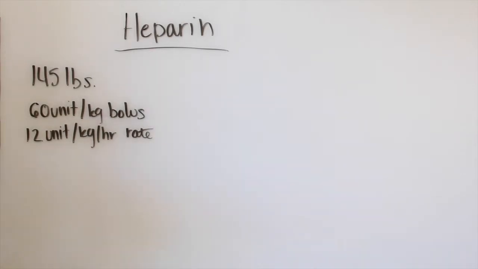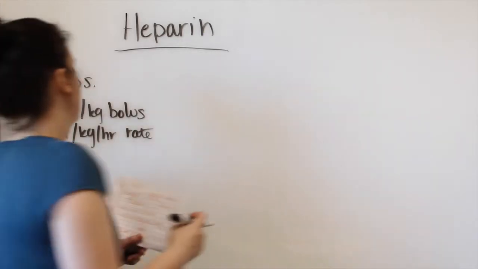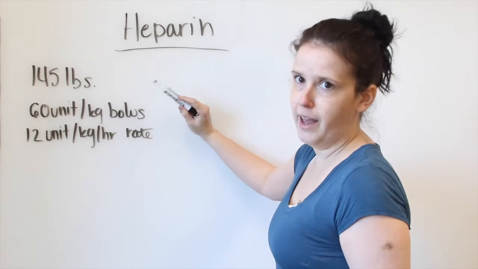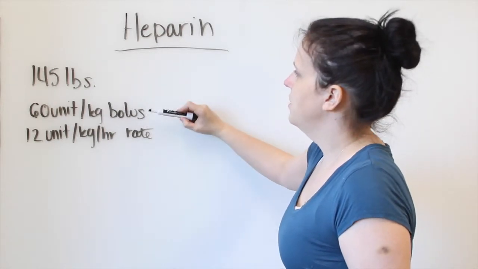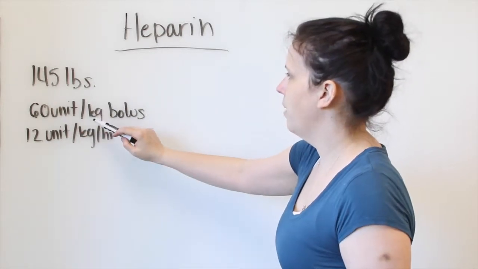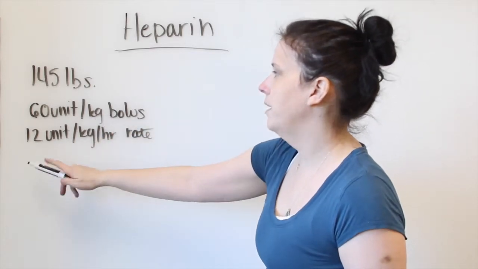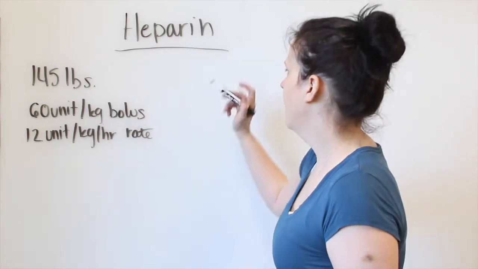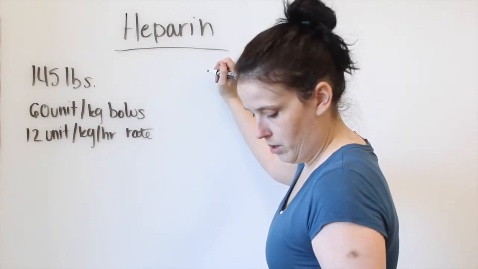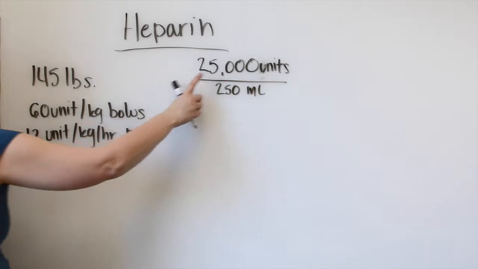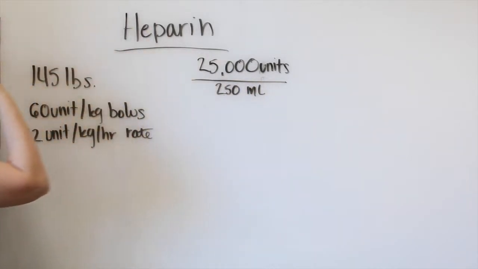So we have a patient who weighs 145 pounds. This patient had an MI, so the doctor has ordered 60 units of heparin per kilogram bolus with an hourly rate of 12 units per kilogram per hour. Your pharmacy provides heparin at 25,000 units per 250 mLs in a bag.